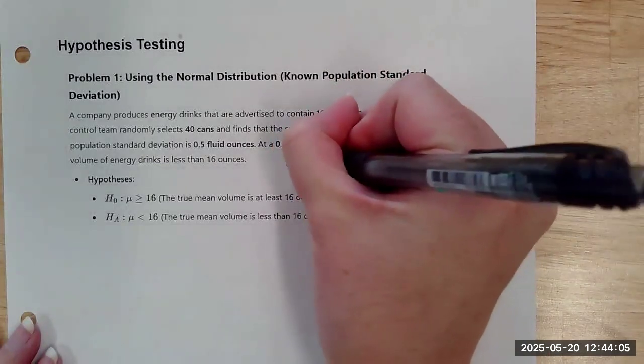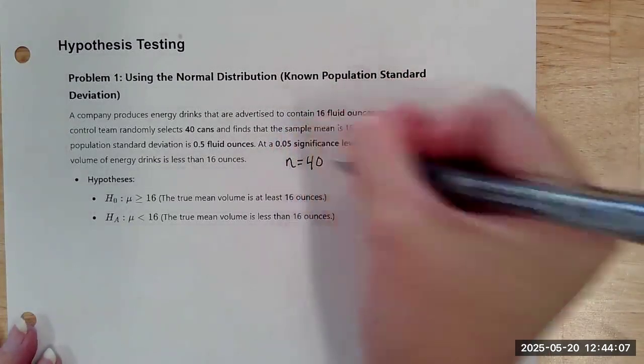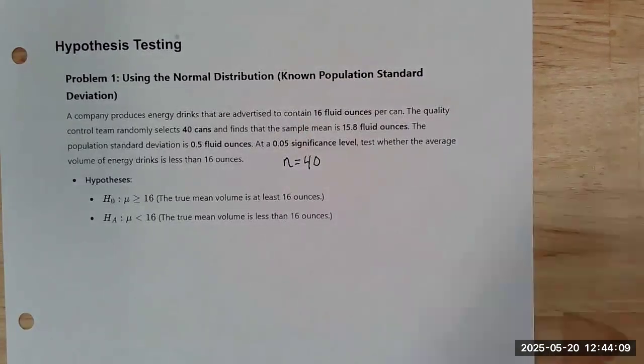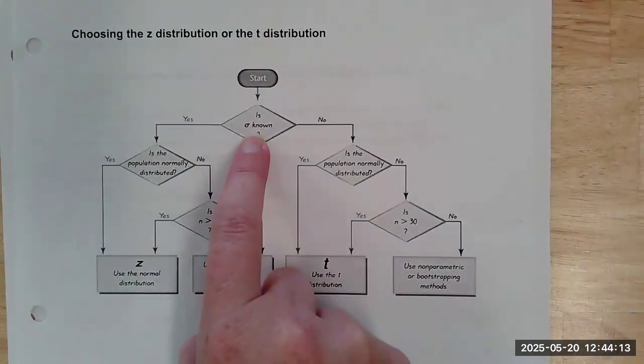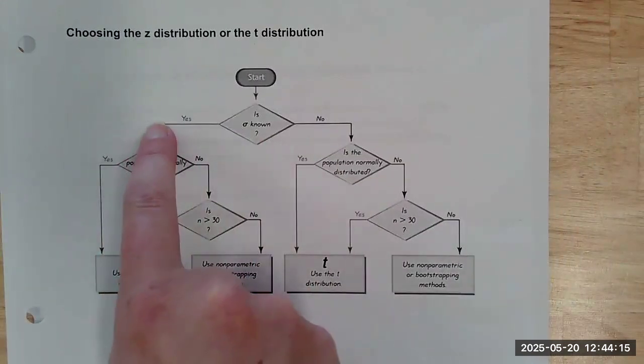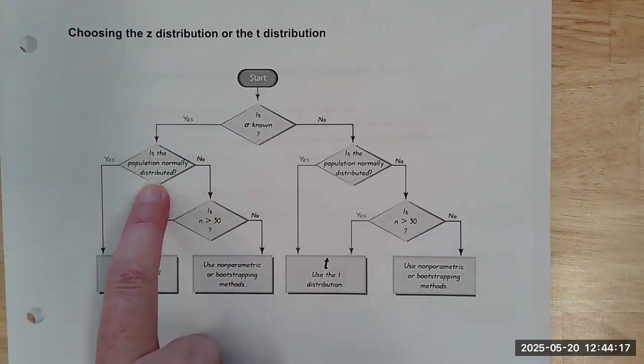N is 40. Good. Okay, so with that information, I'm over here. They gave us the sigma, so we're over on this side. And then it says, is it normally distributed?